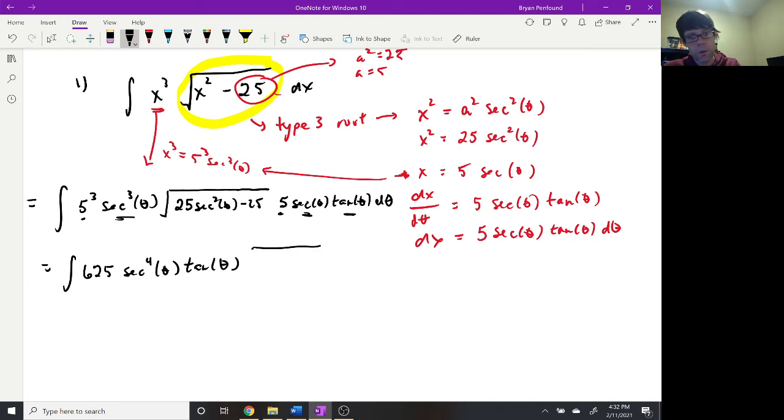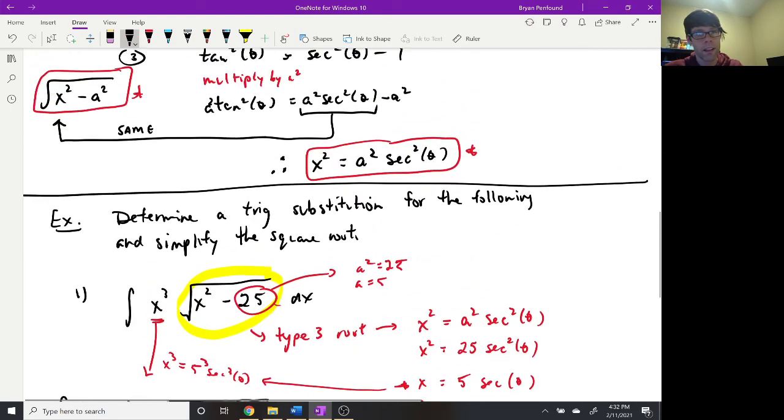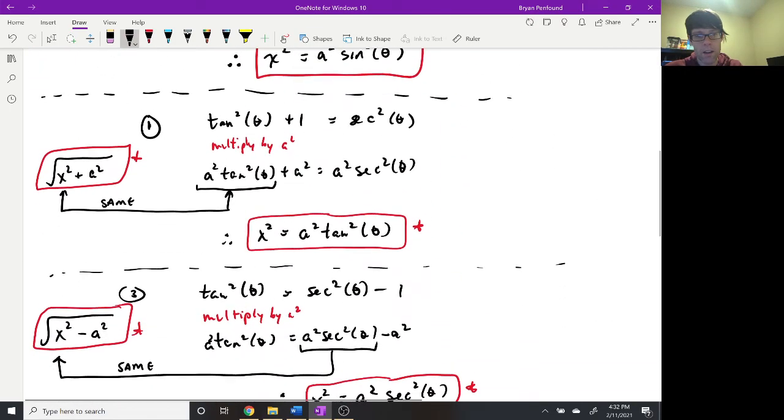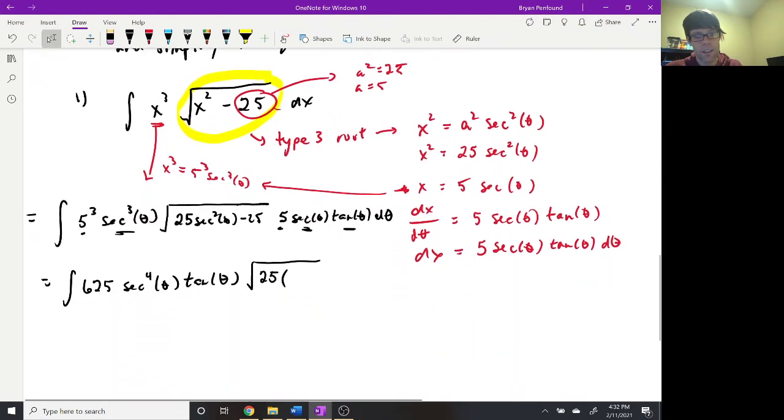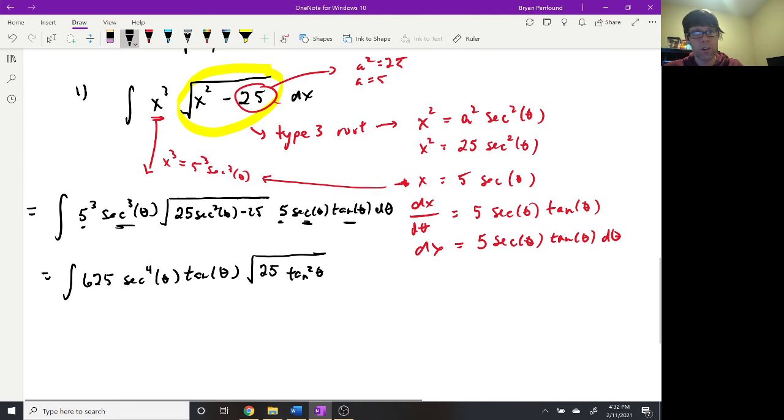Okay, underneath my square root, I'm going to have 25 times secant squared minus 1. Secant squared minus 1 is tan squared. So underneath the square root, we're going to get 25 tan squared theta. This is the whole point of doing this particular substitution with secant, so that we can get rid of the square root.